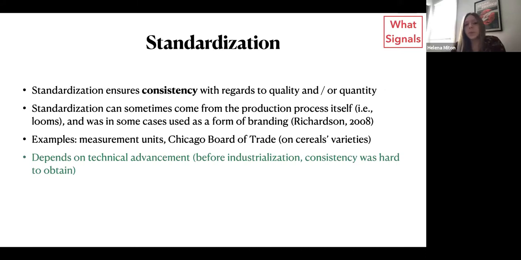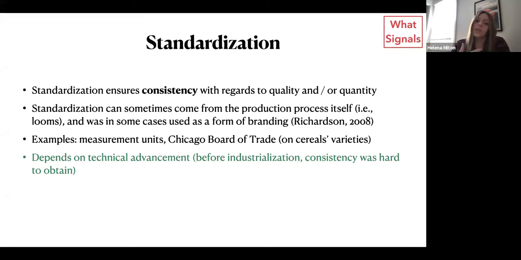So the last aspect of commodities is they tend to be standardized, and standardization ensures consistency with regards to quality or quantity. Sometimes it can come from the production process itself. For instance, if you're using looms, usually you're going to produce a thing of a given and fixed size. And in some cases, those aspects of the production process being highly standardized were actually used as a form of branding. And that's especially the case in the fabrics trade.